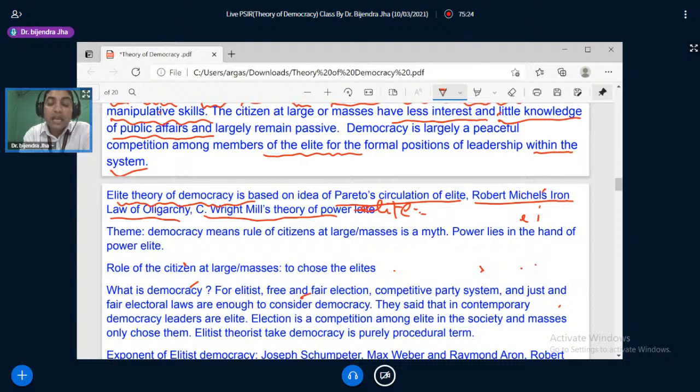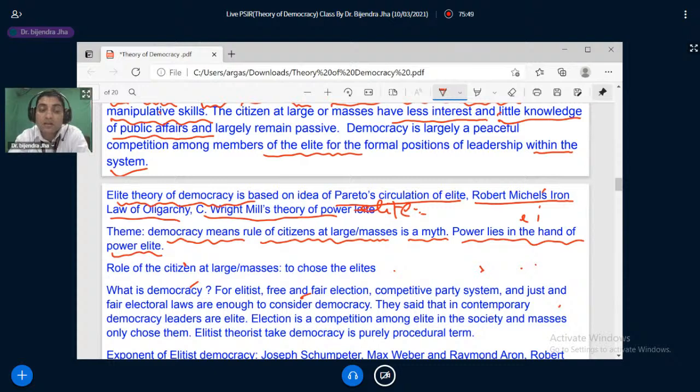Okay, and what is the theme? What is the basic assumption? The assumption is that democracy means rule of citizens at large is a myth. डेमोक्रेसी के रूल बाय पीपल जो कहते हैं लोग, ये मिथ है, राइट? क्यों मिथ है? बिकॉज पावर लाइज इन द हैंड ऑफ पावर elite, right? So power lies in the hand of elite, right?